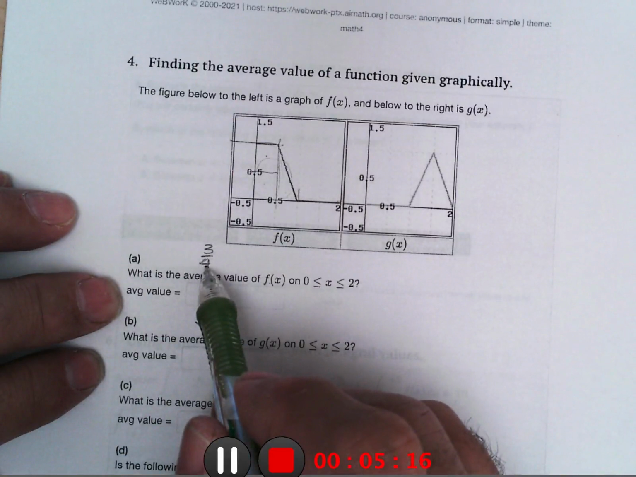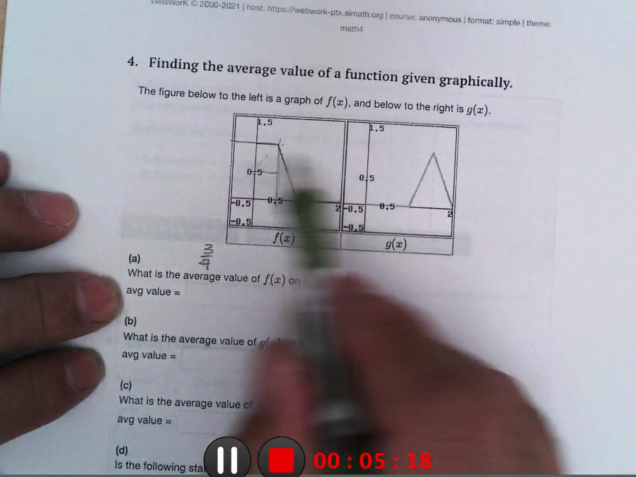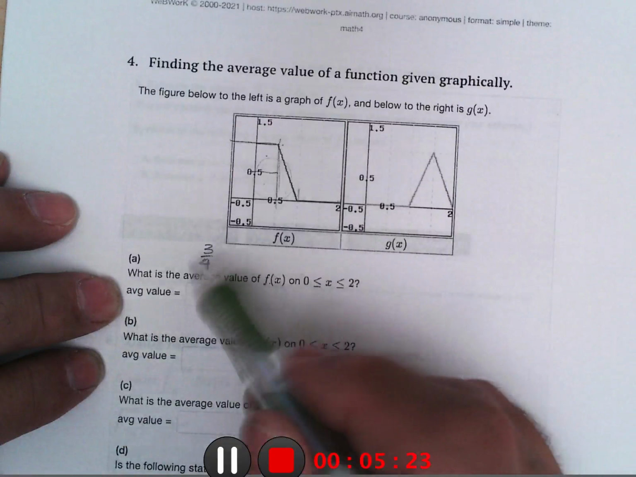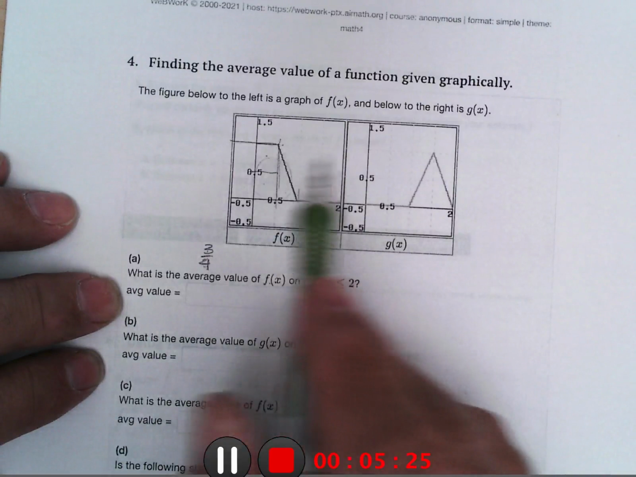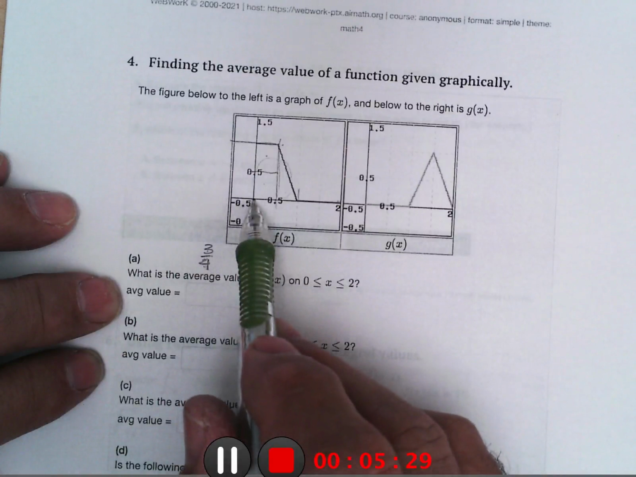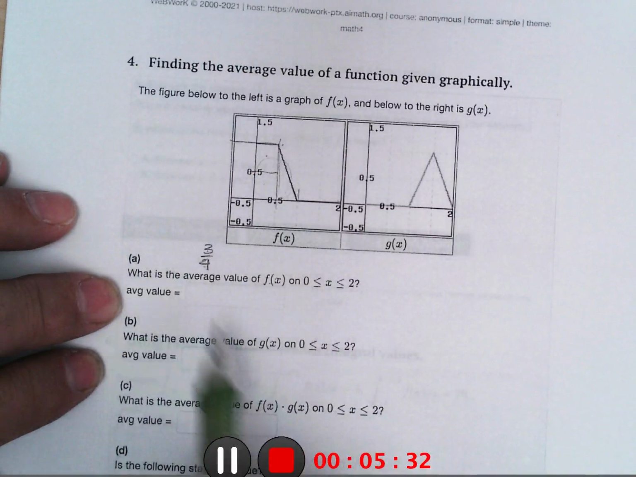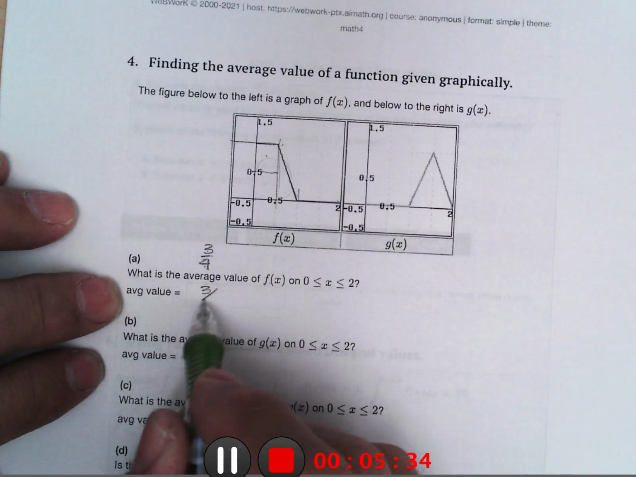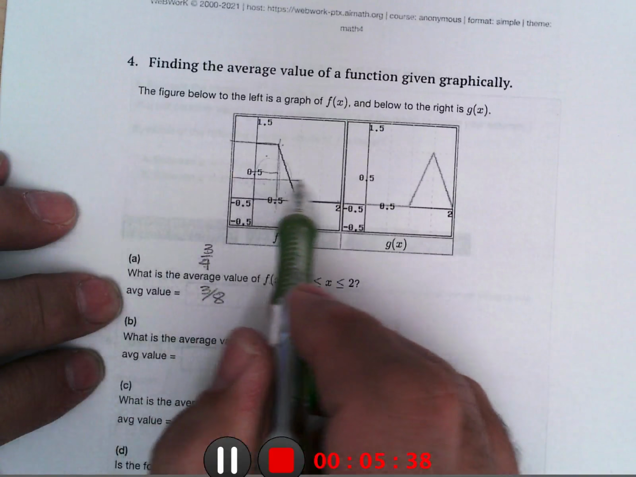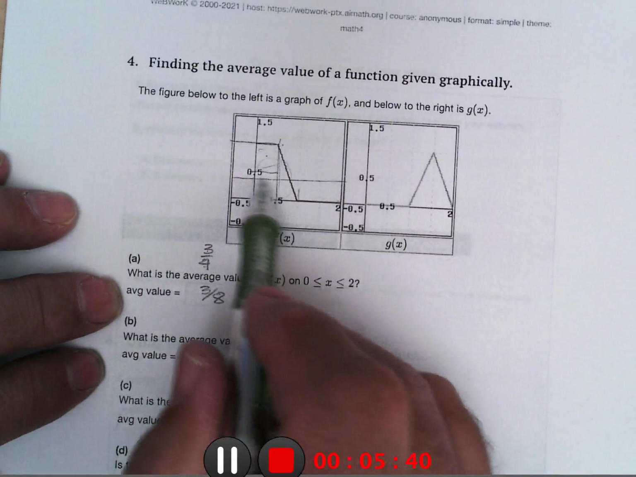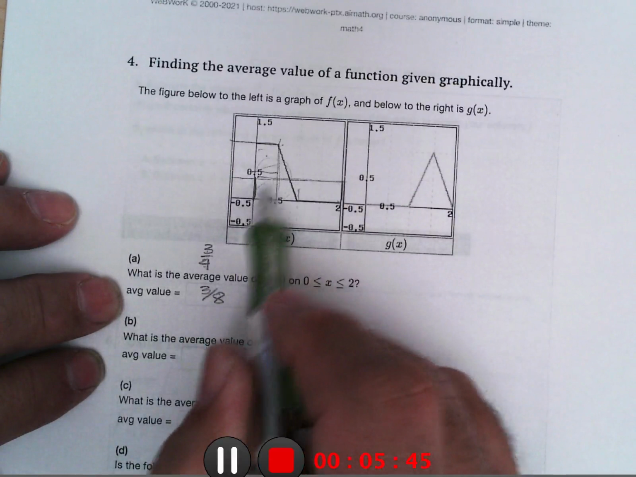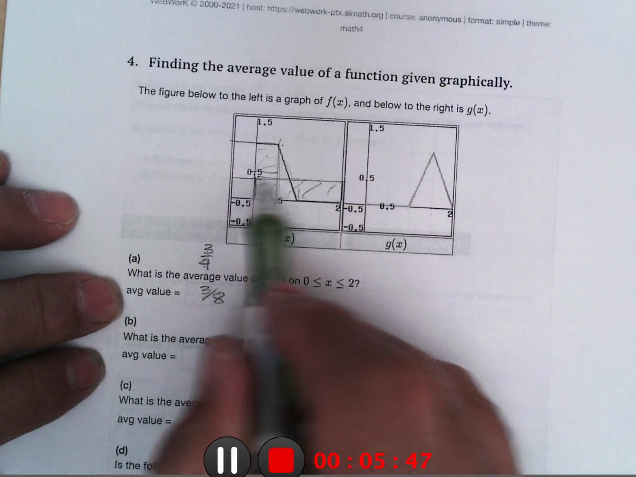So that would be the integral from 0 to 2 of this graph, the total area, 3/4. And to find the average height, you have to take this and divide it by the width. And the width goes from 0 to 2, so we divide by 2. So we get 3/8, which is about here. If all this area was leveled out between 0 and 2, the area would be about 3/8 high. And that's what's called the average value.